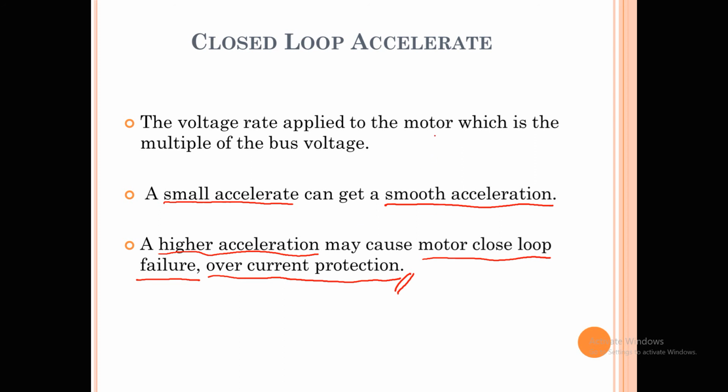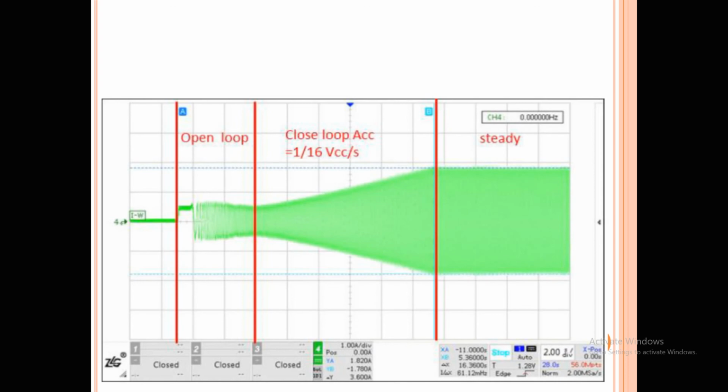For some applications we go for 32 multiplied by VCC per second. Some manufacturers give it in this format, and some other applications give it in frequency. So that depends. But always try to keep this value as low as possible. This is an example of when you rotate your motor.